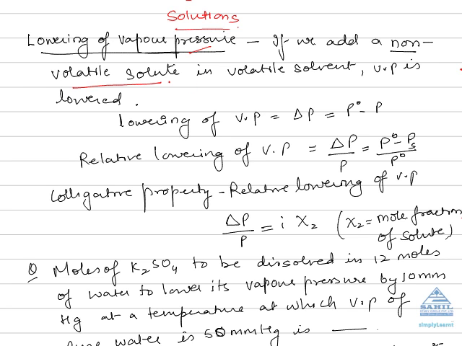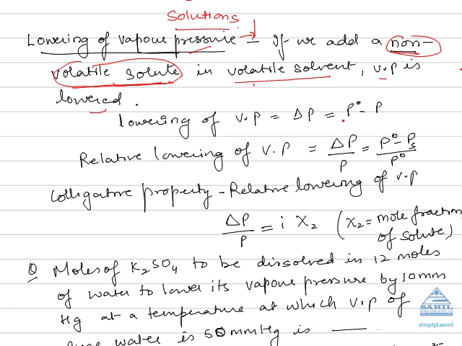Vapor pressure is the pressure exerted by the liquid when it is in equilibrium with the solvent in a closed container. Now if we add a non-volatile solute to the volatile solvent which is present, the vapor pressure is lowered. Why? Because the solute is non-volatile, it will not exert any vapor pressure.